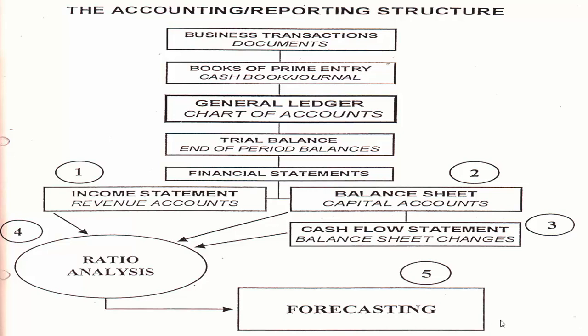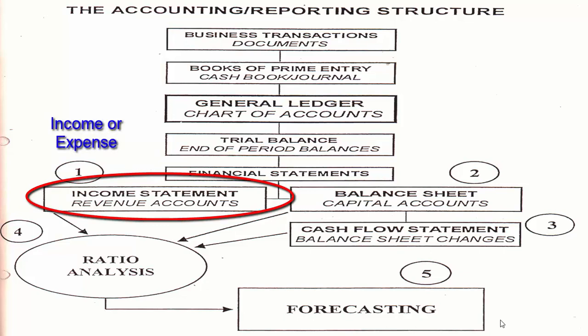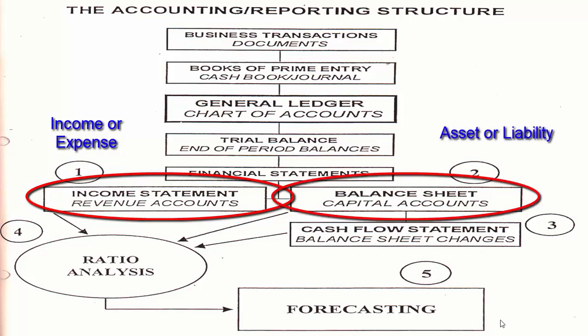Now they take the books of prime entry, and then we register it in the general ledger. The general ledger puts it into the different categories. Then we link it to a trial balance, and the trial balance is to see that it does balance, and we move some of it to the income statement and some of it to the balance sheet. You should understand that by now from the previous video. What do we put into the income statement? Anything that's an income or an expense goes to the income statement. Anything that's an asset or liability goes to the balance sheet.